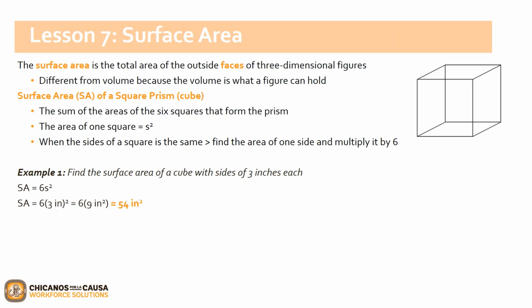equals. Remember, we are going to first do the exponent. So we're going to take 3 to the second power, which is 9, and we're going to take the inches to the second power as well, which is inches squared. So that gives us a total of 54 inches squared, or squared inches.